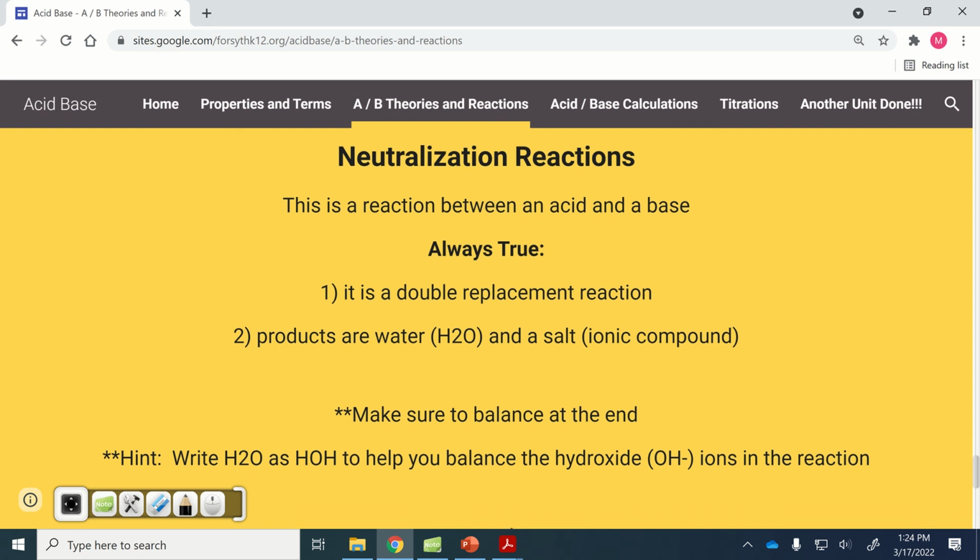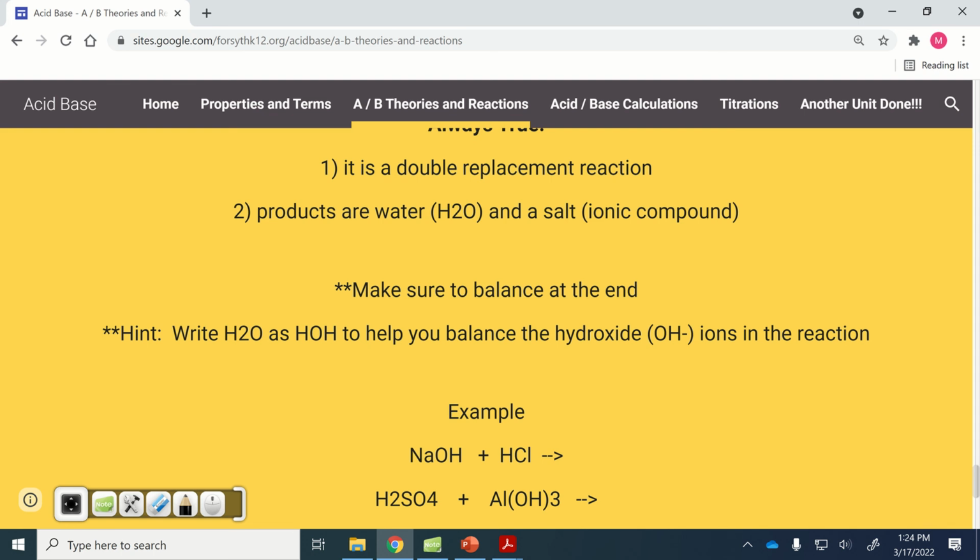The only other thing to remember is to make sure to balance at the end. One of the hints I usually like to give students is, instead of writing H2O, write HOH on the product side, and then you'll be able to easily balance out the OH minus ions in the reaction.